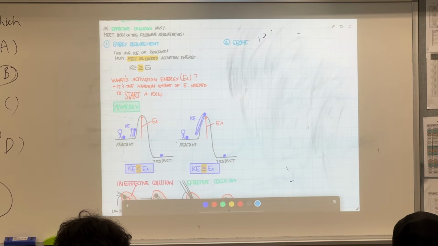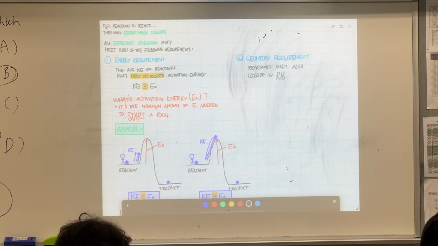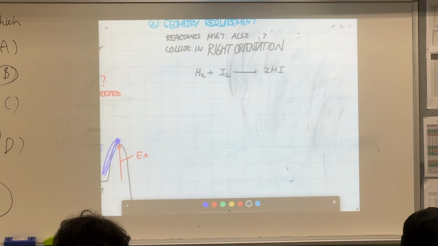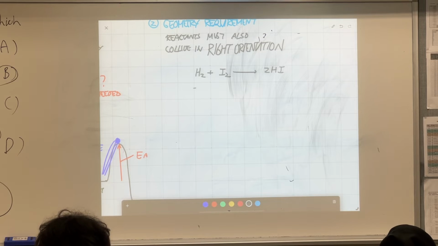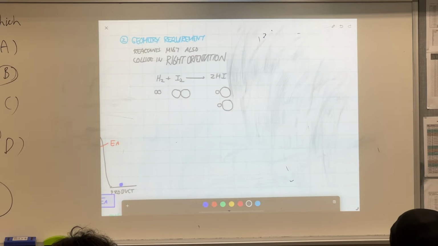Things don't just collide with enough kinetic energy. They need to collide also with the right orientation. So reactants must also collide in the right orientation. And if we use this equation here as an example, H2 and I2 forming 2HI. HI, by the way, is hydrogen iodide. So you have one H2 and one I2 forming 2HI. So these things with two differently sized circles, they are hydrogen iodide.